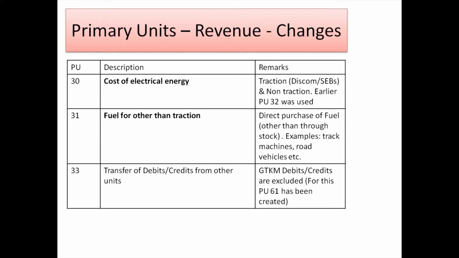And PU 31 is the fuel for other than traction. That means diesel for track machines, our railway lorries, railway vehicles. This is direct purchase of diesel or petrol, other than through stock. If it is from stock, it is PU 27.